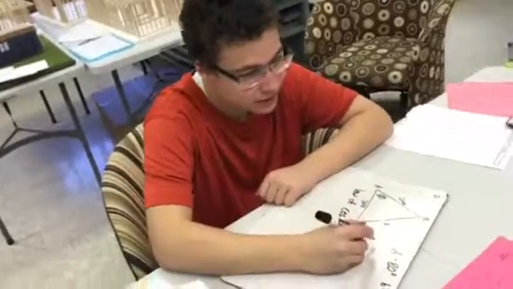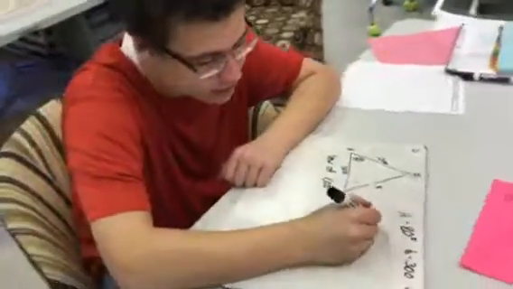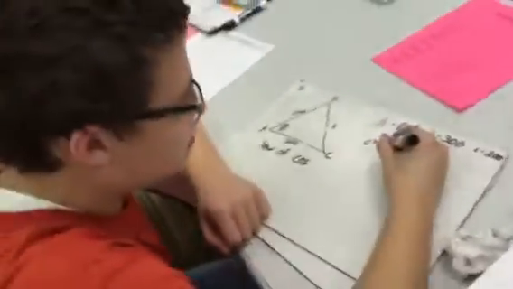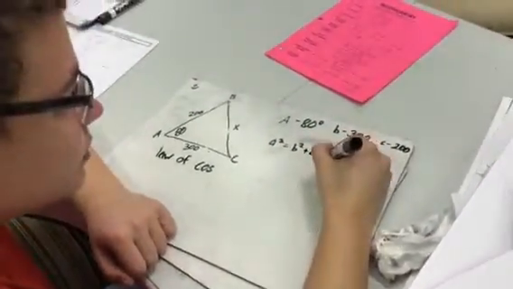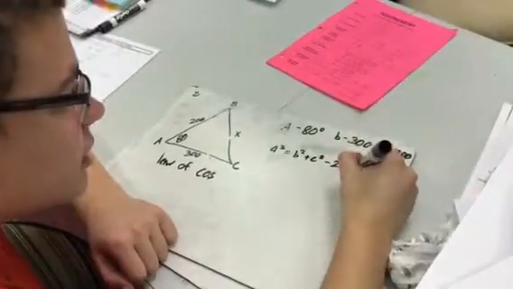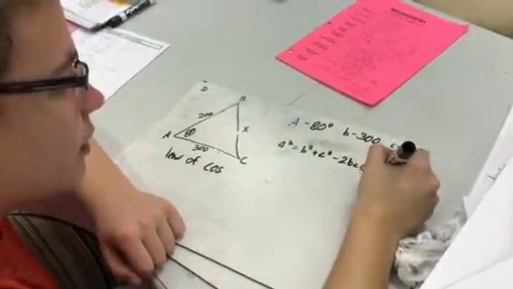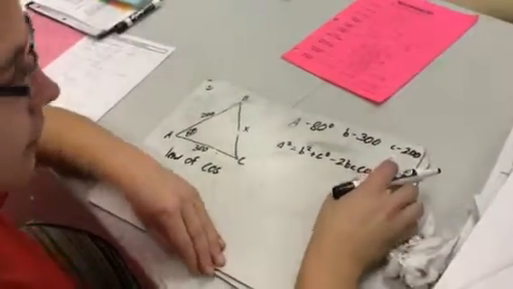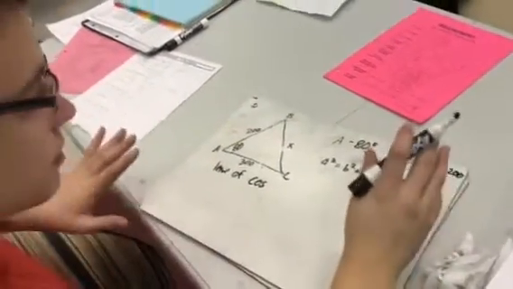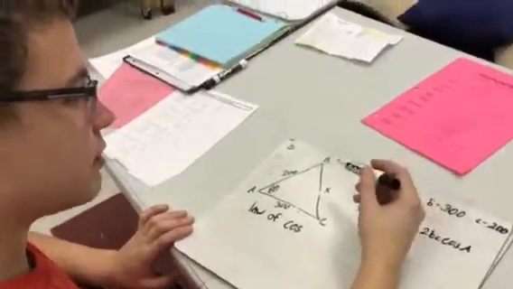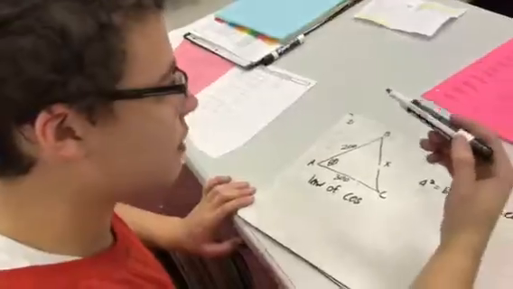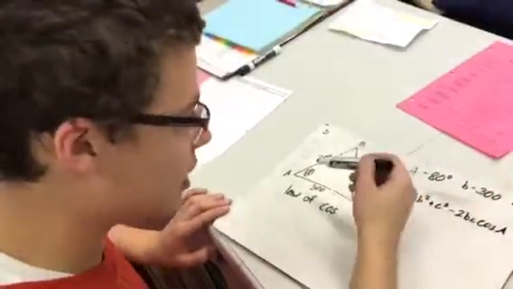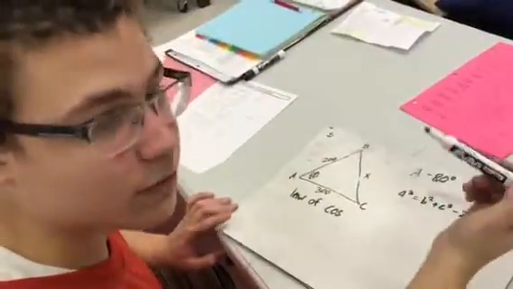The formula for the law of cosines is a squared equals b squared plus c squared minus 2bc cosine of A. There are three of these, and each one can be used in a different scenario. All you have to know is that you need two of the sides and then an angle, and that's how you figure it out.